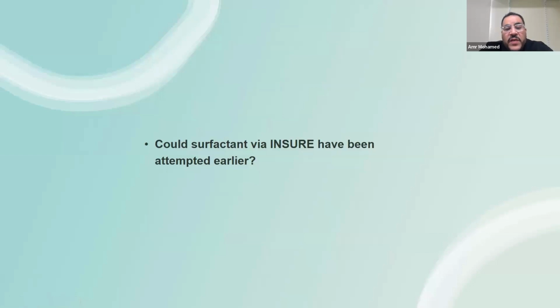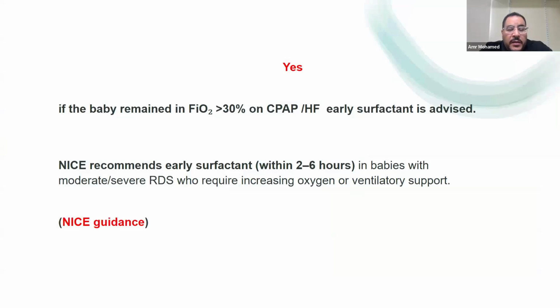And the second question, could surfactant via INSURE have been attempted early? Yes, and the answer, if the baby remains on FiO2 more than 30% on CPAP or even high flow, early surfactant is advisable. So based on NICE recommendation, early surfactant within a window of 2 to 6 hours in babies with RDS who require increased oxygen or ventilatory support, we can start as early as within the window time.